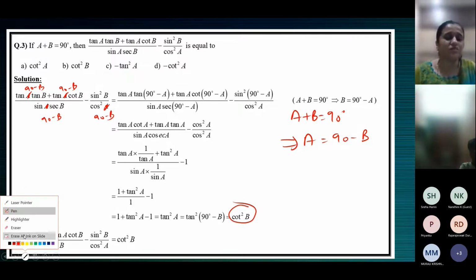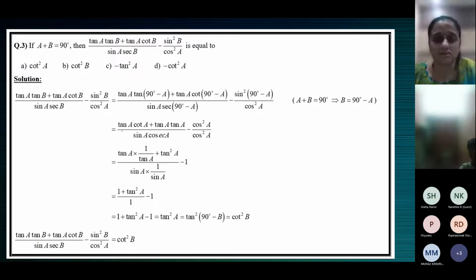I think instead of me doing it, please try it. You will become more confident. When you do it by yourself, you will feel better. So that's what I said. You can have all the trigonometric ratios in terms of A or B, anything. So when we get the answer tan square A, since it is not among the options given, we convert it. We write A as 90 minus B, and tan square 90 minus theta is cot square theta.